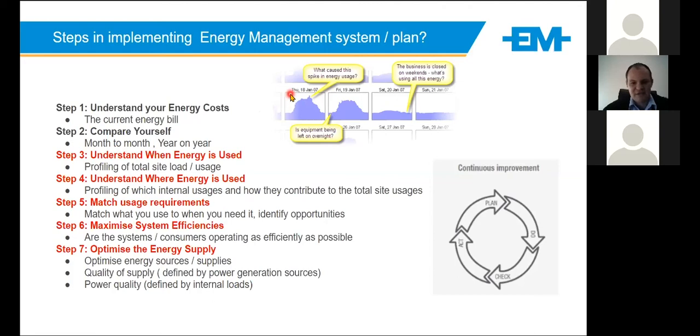Once you've defined these different loads or consumers, then look at optimizing the energy supply itself, so the source. Sources are defined as the power generation, be it your utility, and then the other point of energy is the actual power quality. Typically, quality of supply is defined by the supplier, so the utility gives you the volts, but the quality is normally defined internally, and contributors within your site normally affect the quality of your power, okay? So internal quality of supply is fed from the utility, all right?